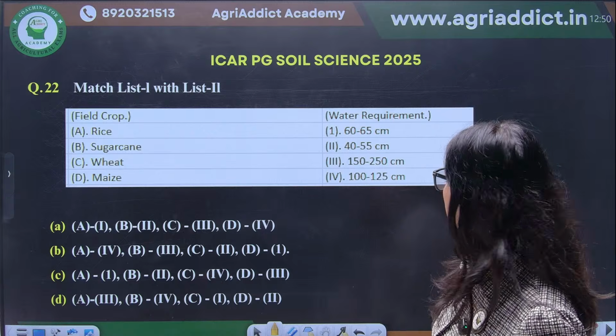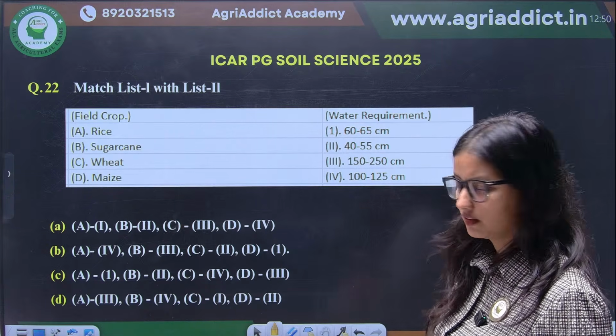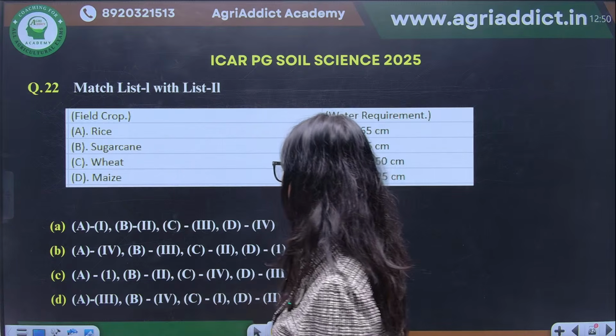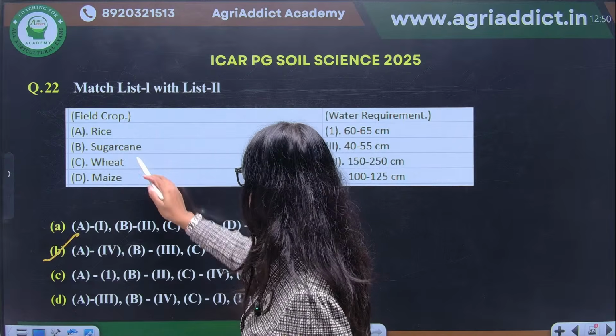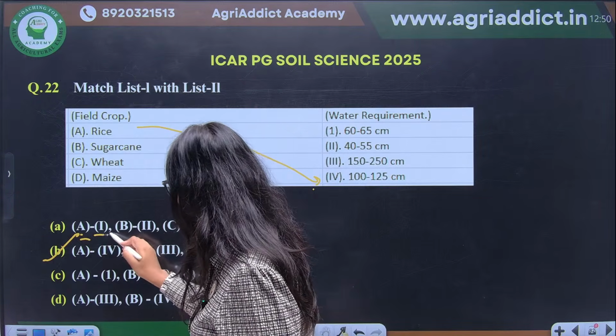Now tell me the answer of this. Is it visible? What is the water requirement of rice? इतनी बार पढ़ लिया अब हमने. क्या है? D. Very good. D is the correct answer. A का है, राइस का हमें पता है 100 to 120. कहाँ है? A is first.